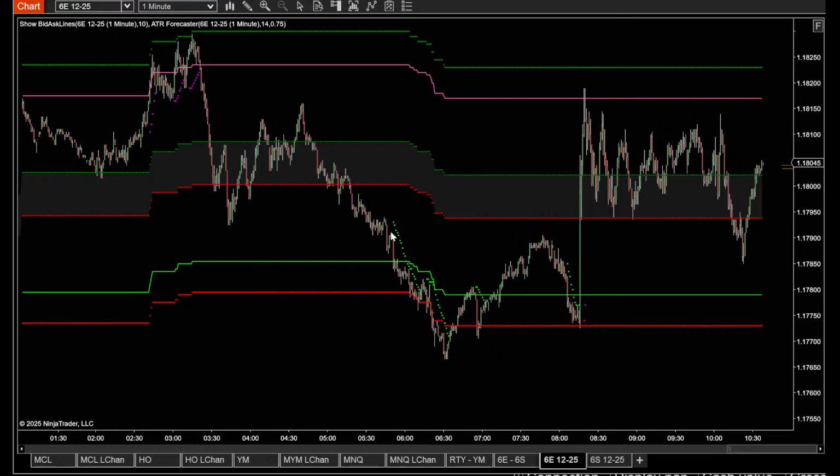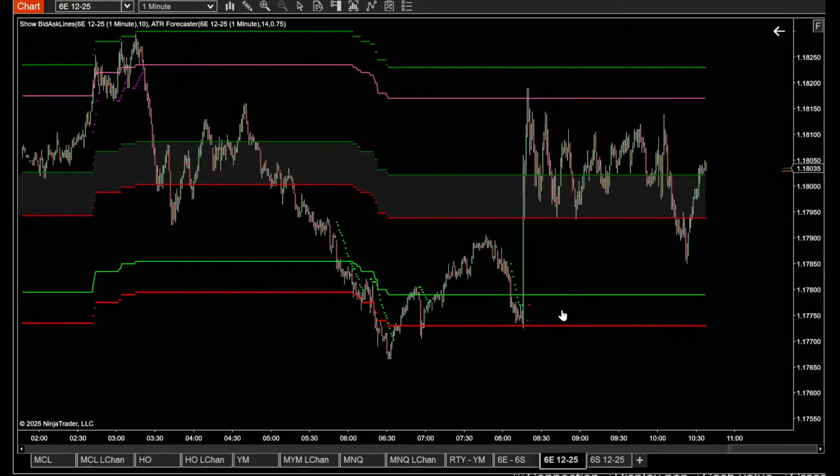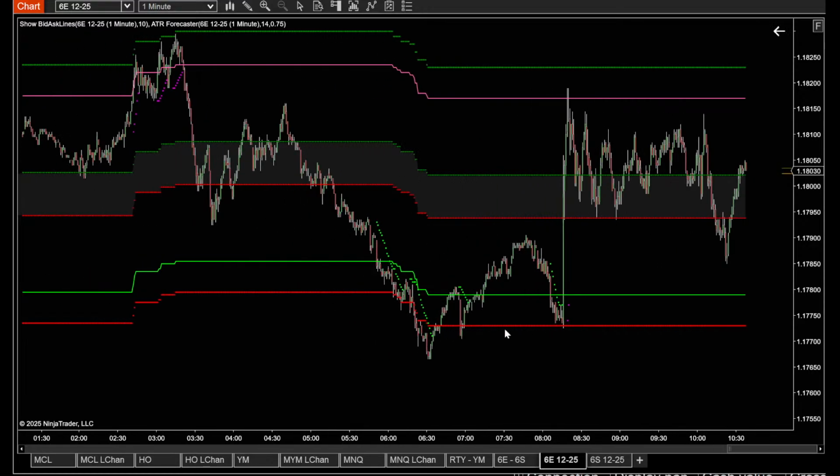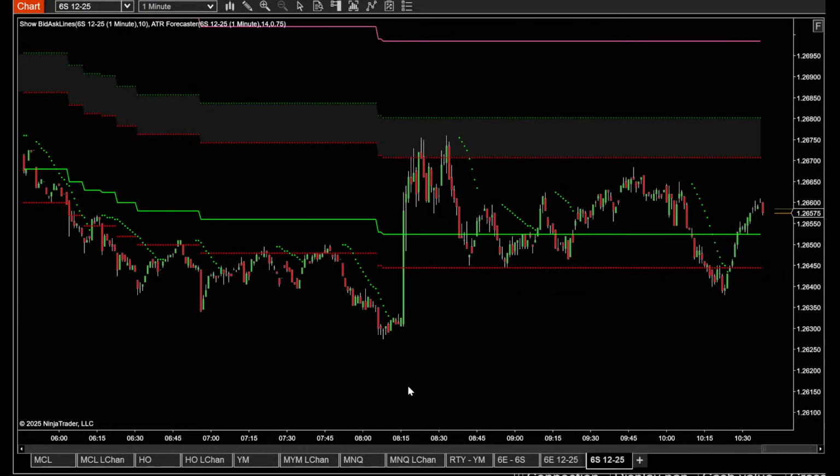This is why we start to print green dots. These green dots are parabolic SAR looking to go long. Had you just traded the instrument here, the 6E, you could have done super well with just the ATR forecaster. But we're looking at longs here against the spread. So this is making me think we should have bought the spread at that time. Ideally, 6:30 would have been time to consider buying the 6E. But let's look at the 6S.